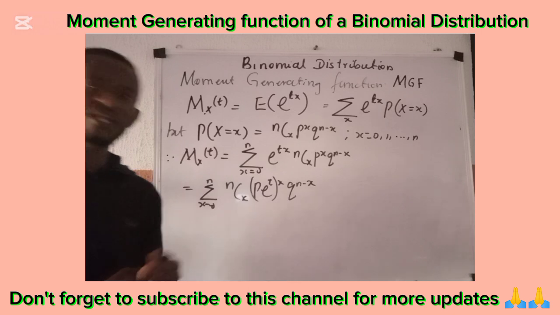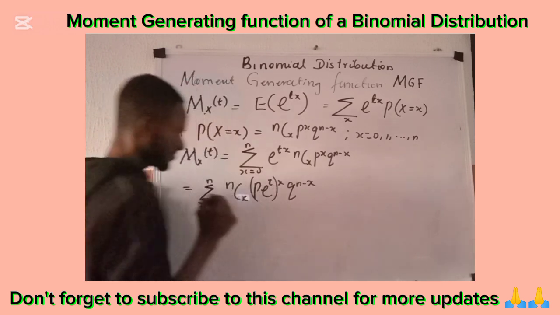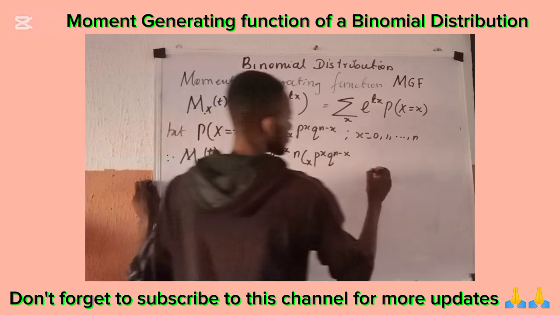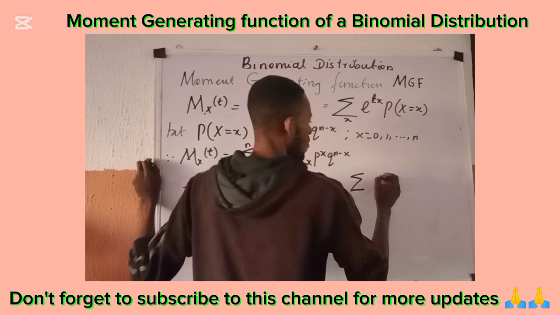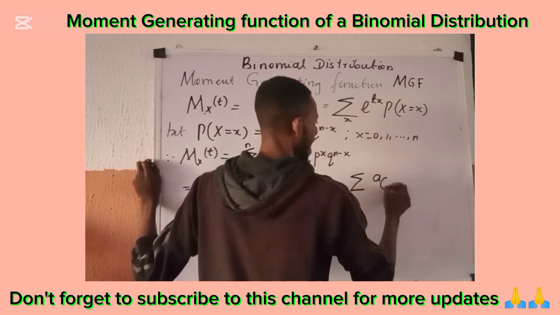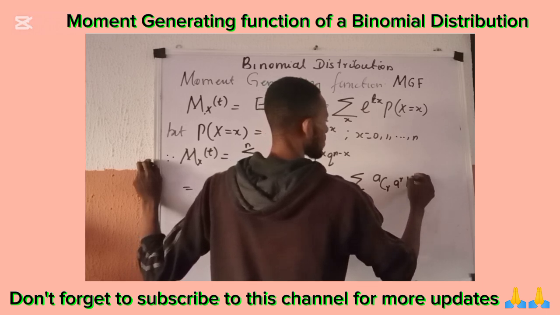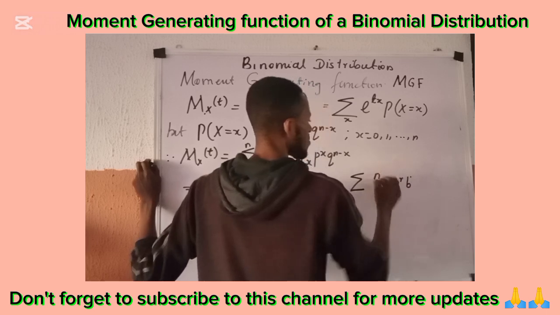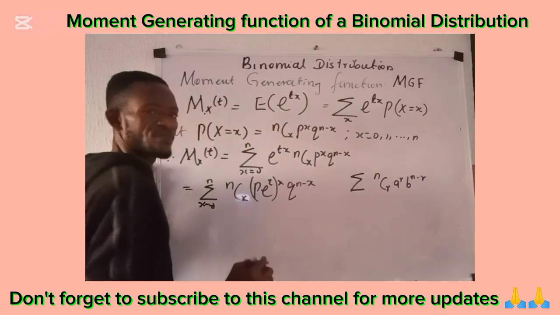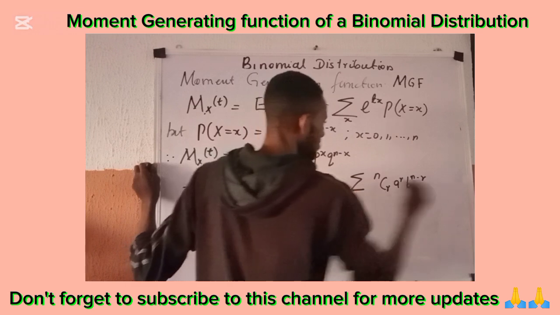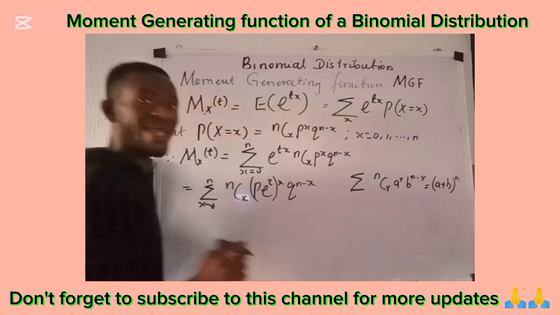Having arrived at this juncture, we recall for ourselves something: that each time we have a sum from binomial expansion, the sum of n combination r, a raised to power r, b raised to power n minus r, over the range, is given as (a plus b) all raised to power n from binomial expansion.